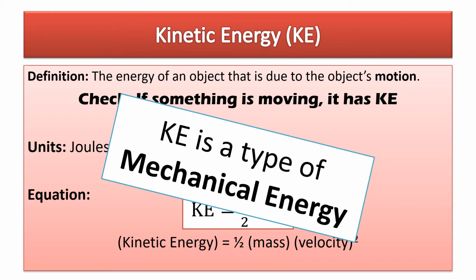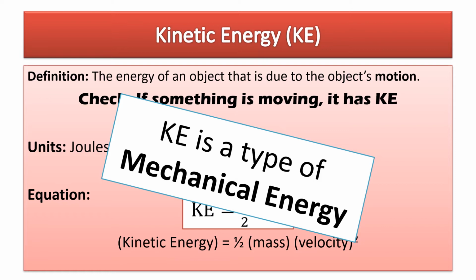Remember, kinetic energy is a type of mechanical energy. When we do the law of conservation of energy problems later on, they're going to ask what happens to the total mechanical energy of the system. If energy is conserved and there are no outside forces, the total mechanical energy remains the same. It can transform from kinetic to gravitational potential, but the total mechanical energy remains the same as long as there are no external forces acting on the system. So that's a concept to remember.